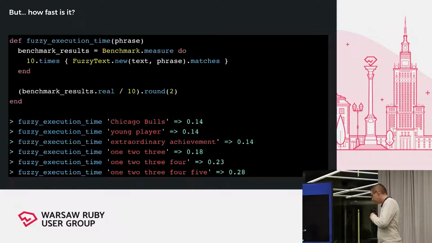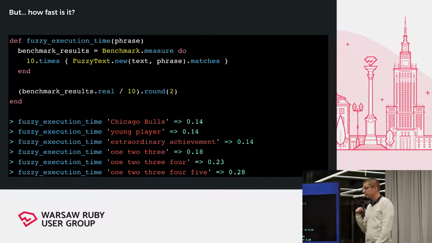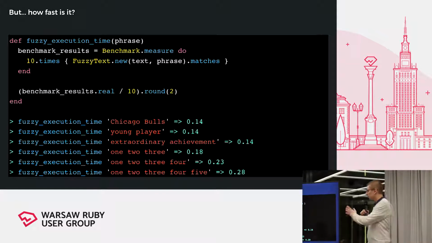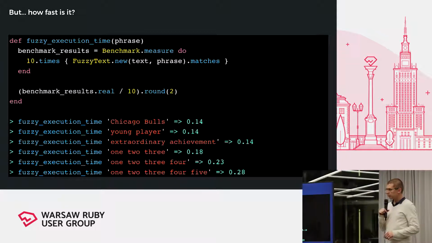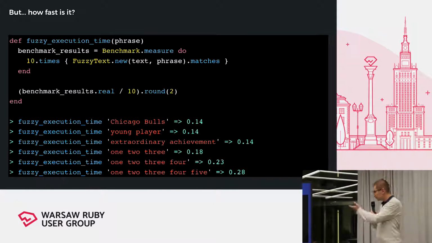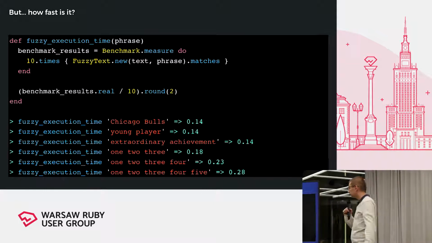Okay. That's a bunch of splitting into arrays, a bunch of similarity checking, but how fast is it? Very simple benchmark. Let's run this algorithm 10 times, divide the execution time by 10, round to 2 decimal places. However, the text now is a bit longer. It's almost 8,000 words long. It's a random text from Wikipedia about the NBA. That's why Chicago Bulls and the young player are in the search phrase.